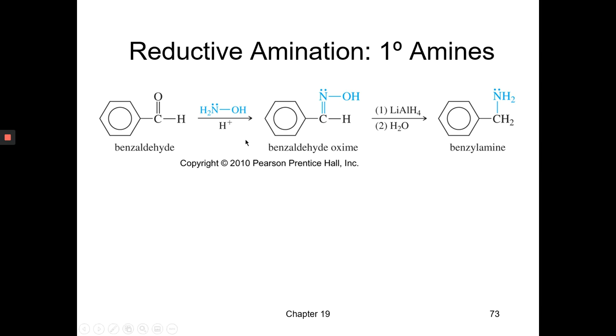Right, in our next lesson, we'll be looking at preparing amines by reductive methods.